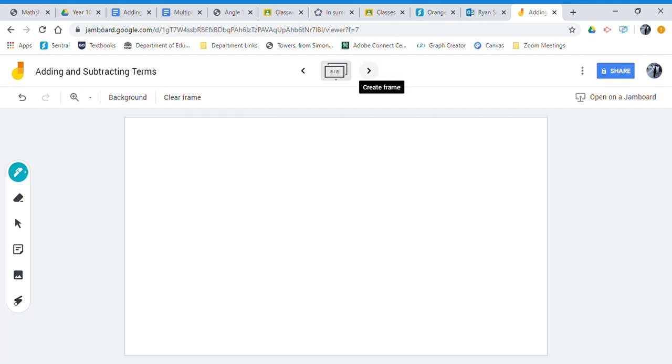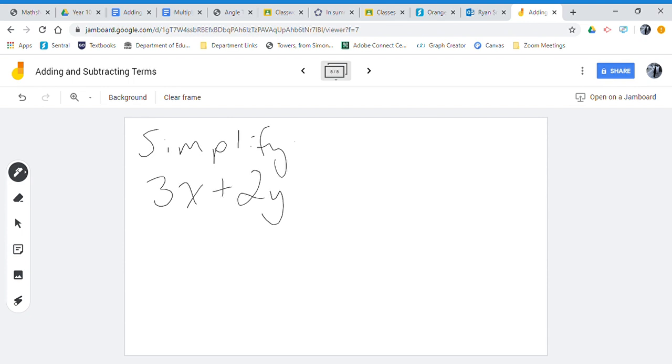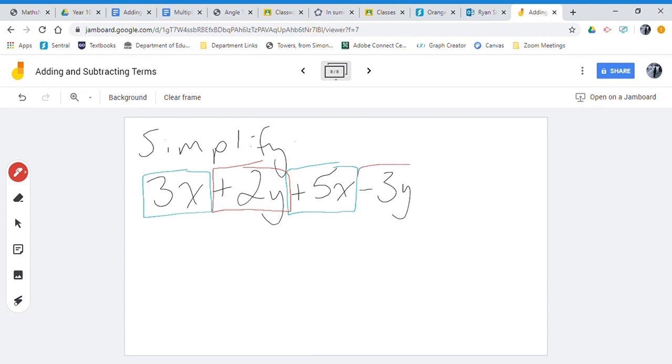Let's try one more. Let's get my black pen out. Example 3, simplify 3x plus 2y plus 5x minus 3y. So the first thing I'm going to do is circle my like terms. I've got 3x, I've got positive 5x. Next I'll circle positive 2y and negative 3y.